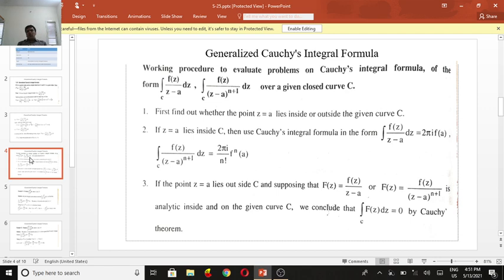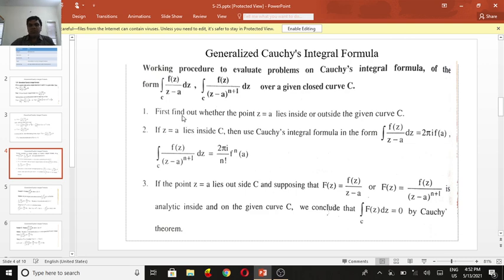Now, so what's the method? The working procedure to evaluate the problems on Cauchy integral formula of the function of the form integral of f of z divided by z minus a dz, integral of f of z divided by z minus a whole power n plus 1 dz over a given closed curve C.